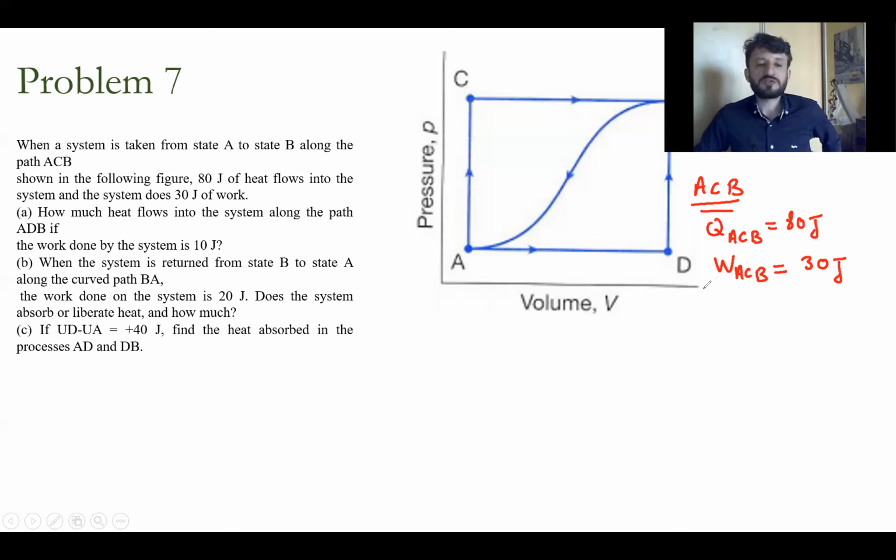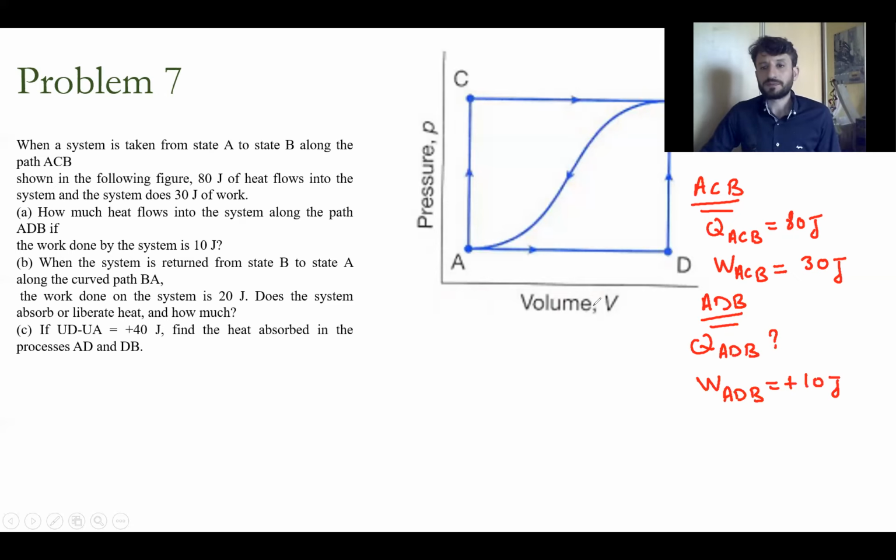How much heat flows into the system along the path ADB? As you see, we can go to the point B by two paths, ACB and ADB. For the path ADB, I want to find Q flowing into the system, Q ADB. If we have a work done W ADB equal to plus 10 joule, because between A and B the volume increases.